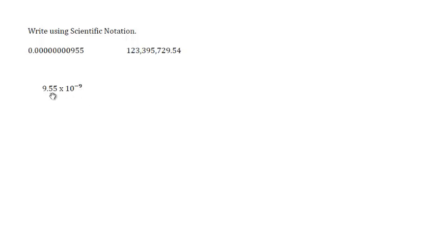And this first number in scientific notation has to be between 1 and up to 10, but not including 10. So 9.55 is correct. Large numbers can also be written in scientific notation.